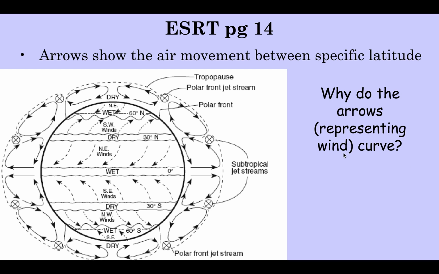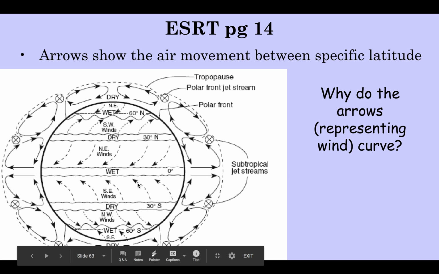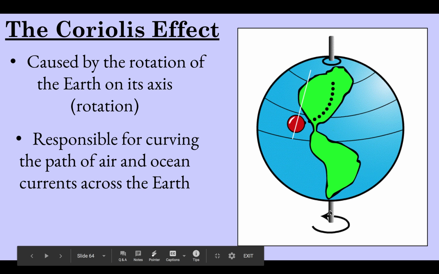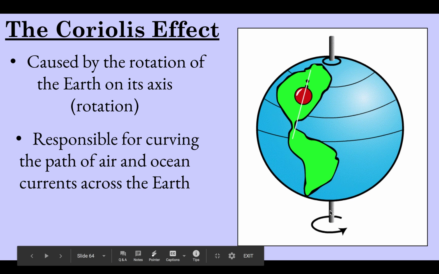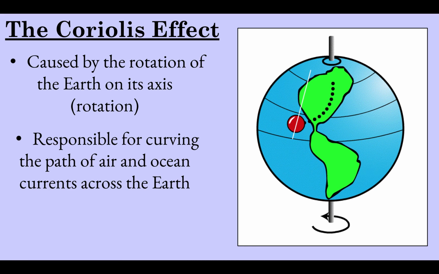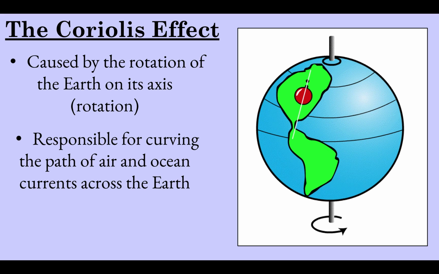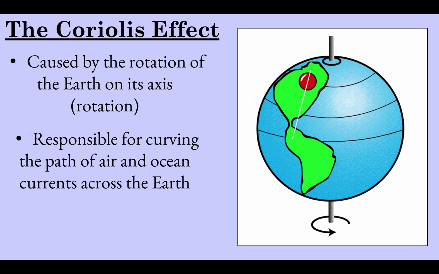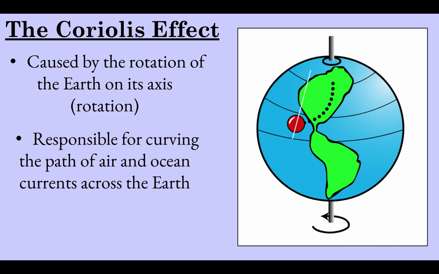But if we look at these arrows, we can see that they curve. Why do the winds curve? Why don't they just go straight from high pressure to low pressure? And the reason has to do with the Coriolis effect. So, the Coriolis effect is caused by the rotation of the Earth on its axis. And it is responsible for curving the path of air and ocean currents across the Earth.